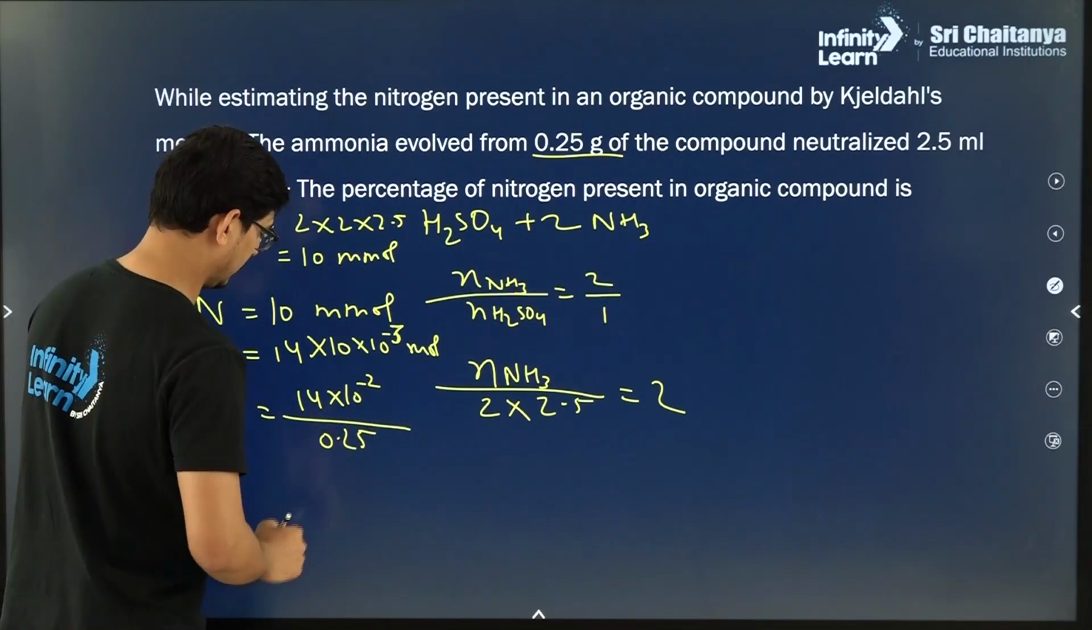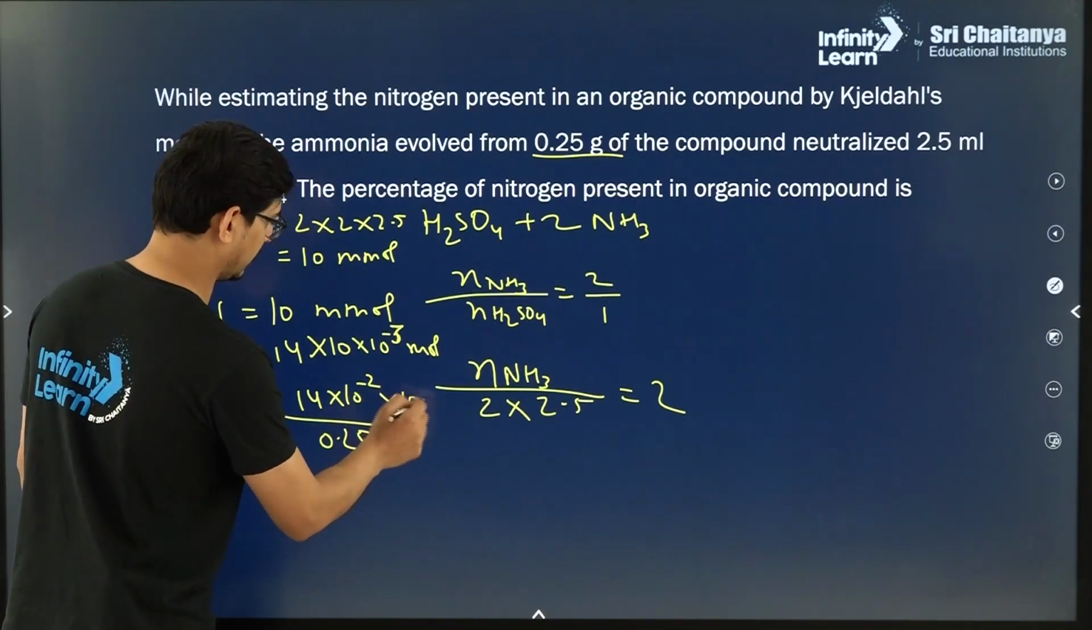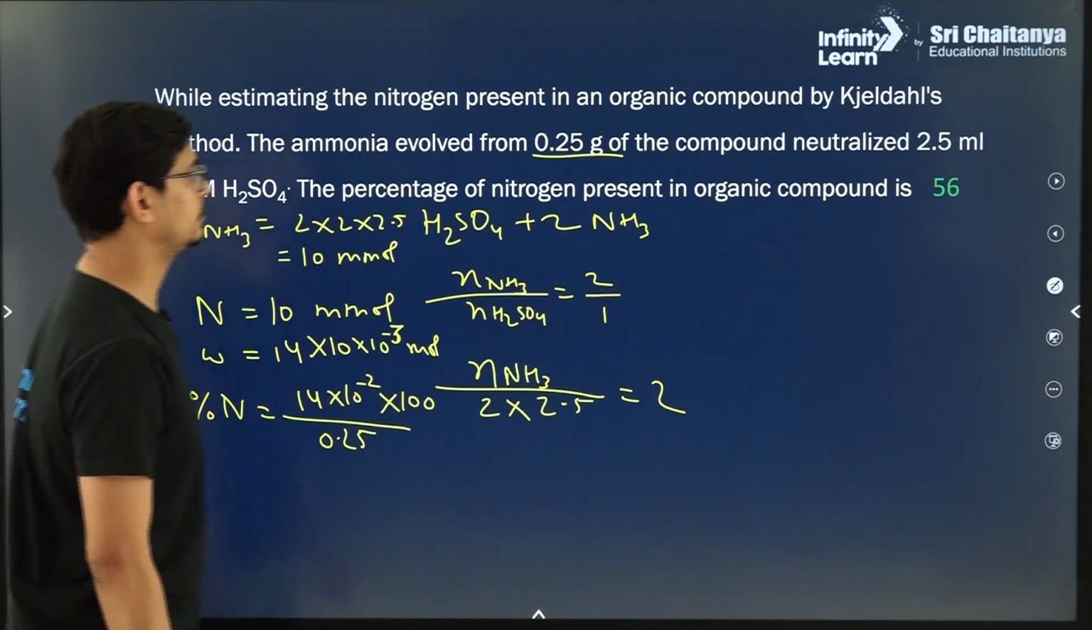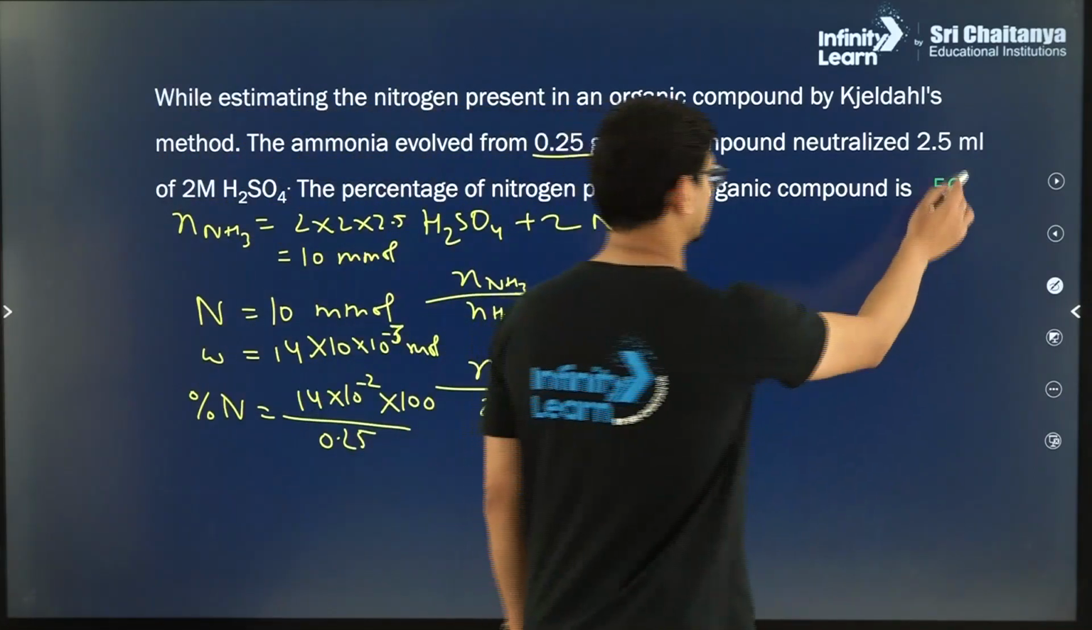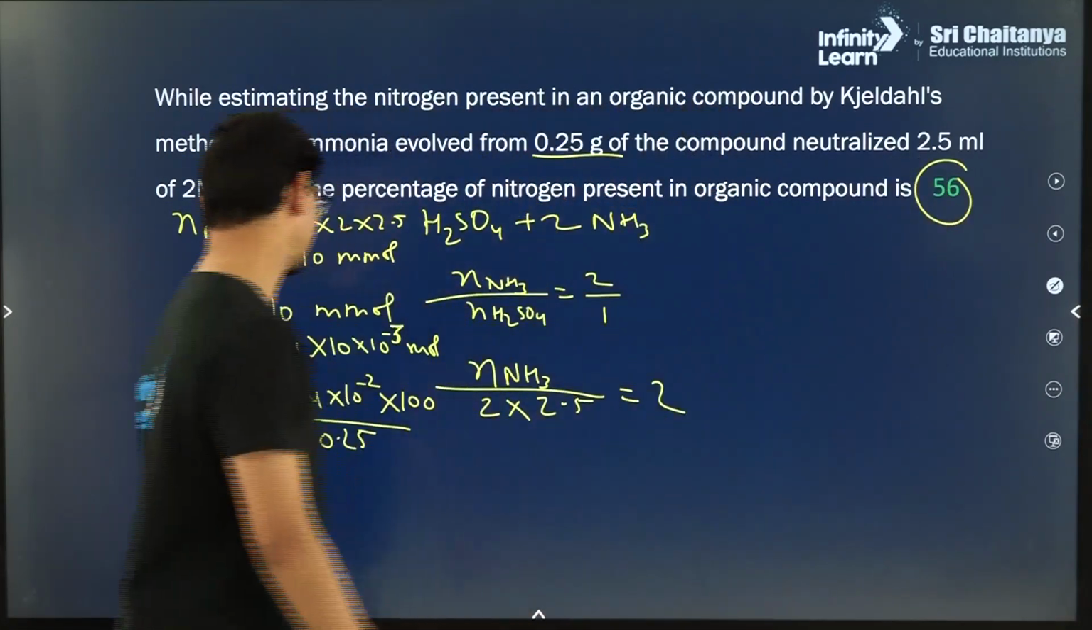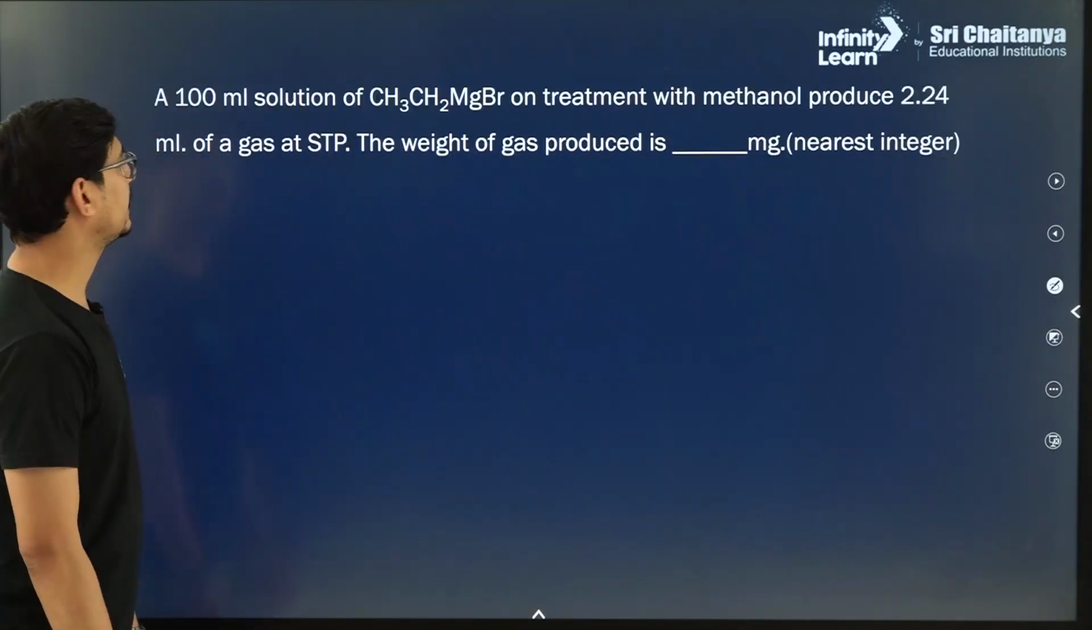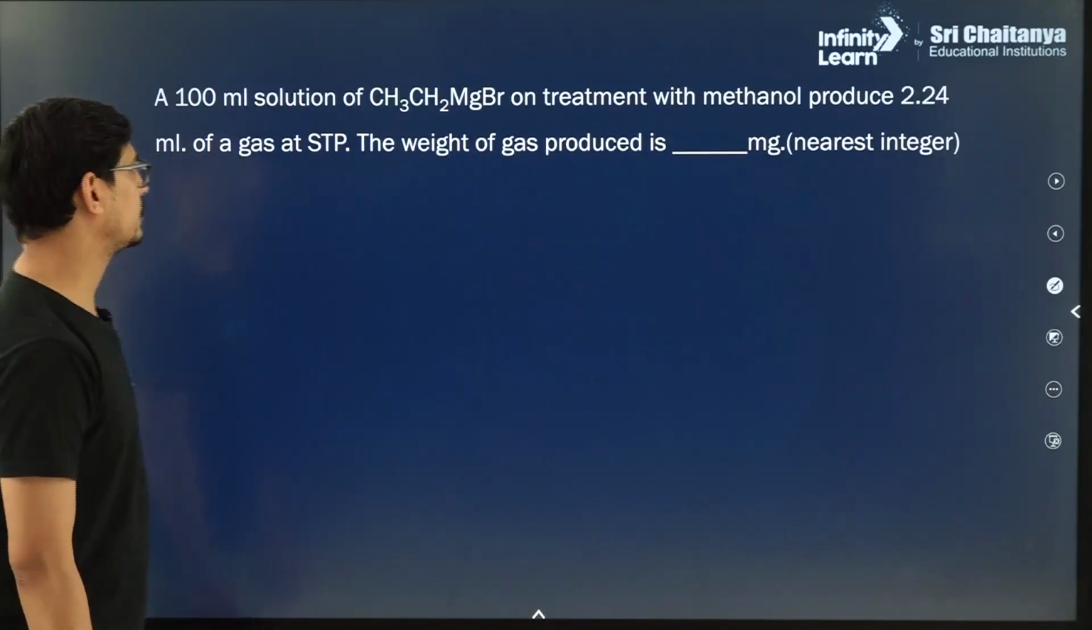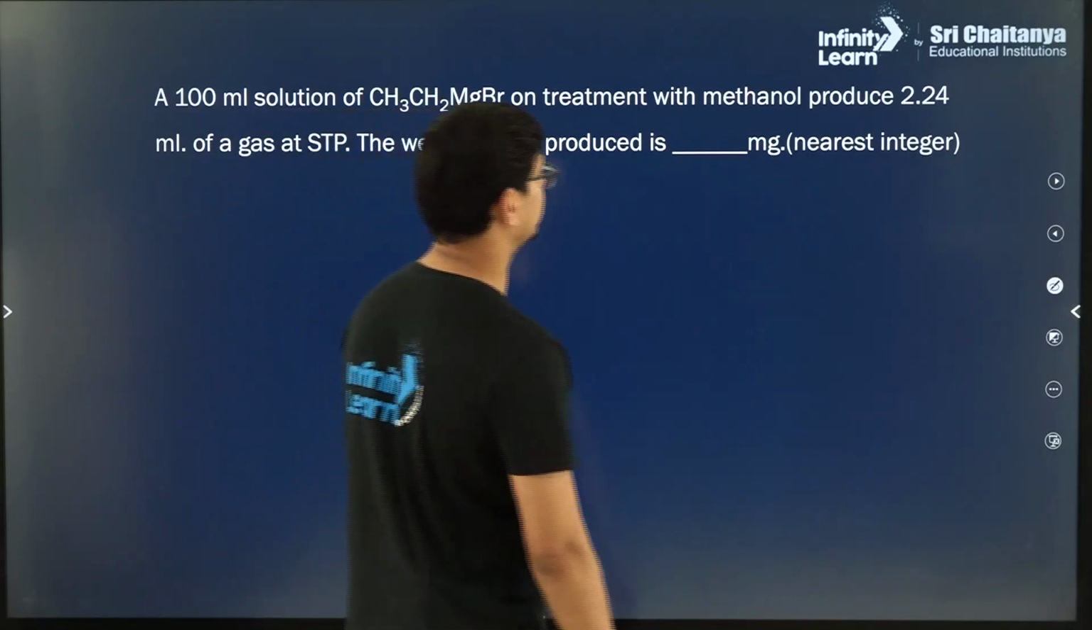0.25, right? And then 100. So when you do this calculation, you will find that the percentage nitrogen is 56. Okay? In this question, 100 ml solution of CH3CH2MgBr on treatment with methanol.